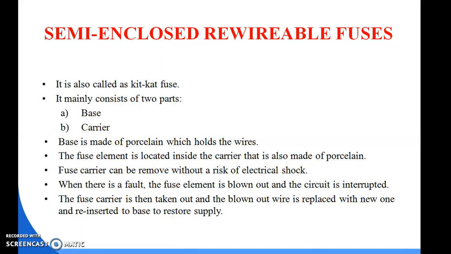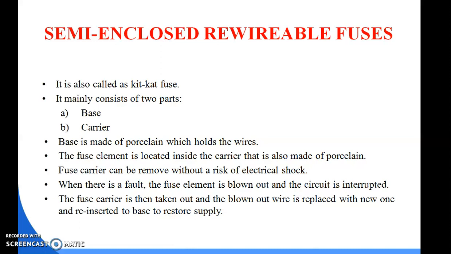So we know that it is also called a KitKat fuse. It mainly consists of two parts: one is the base, another is the carrier. The base is made up of porcelain, which holds the wire.